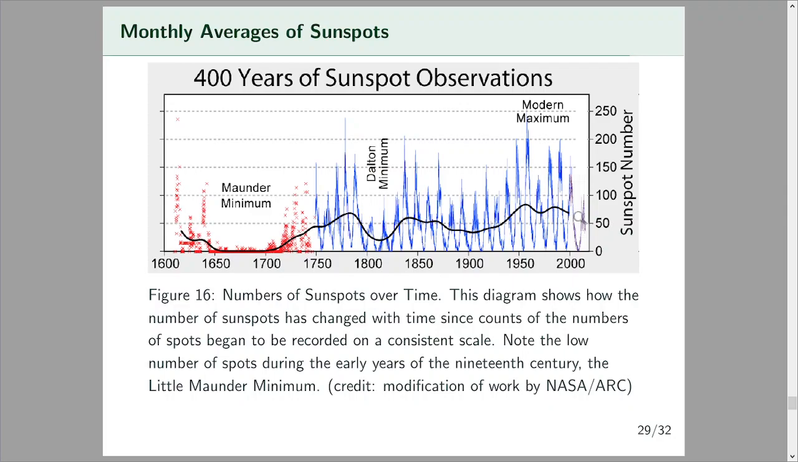And so astronomers and astrophysicists are trying to learn about the interior of the sun, the behavior of the sun, and how it affects these sunspots so they can know what's going on with the energy output of the sun.